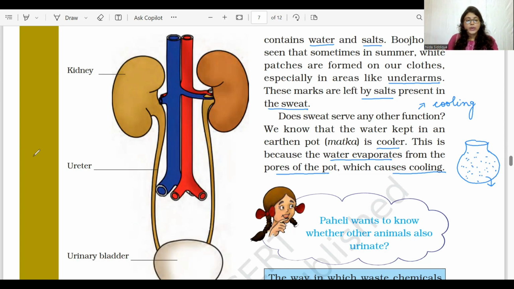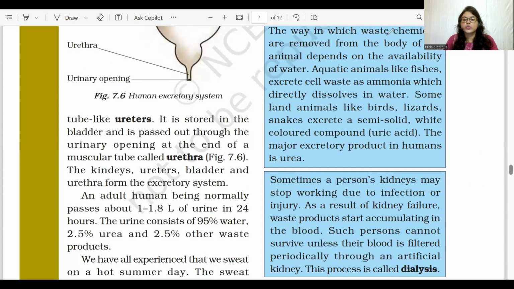Now, Paheli wants to know whether other animals also urinate. So the answer is yes. All other organisms also urinate. The ways in which waste chemicals are removed from the body of animals depend on the availability of water. So aquatic animals like fishes excrete the cell waste as ammonia, which directly dissolves in water. Now, there are some land animals like birds, lizards, snakes. They excrete a semi-solid white-colored compound, which is uric acid. The major excretory product in humans is urea. Okay, so different animals excrete different types of excretory products.